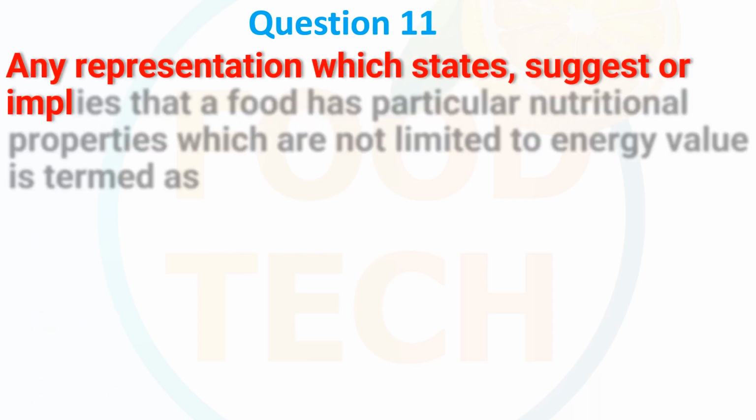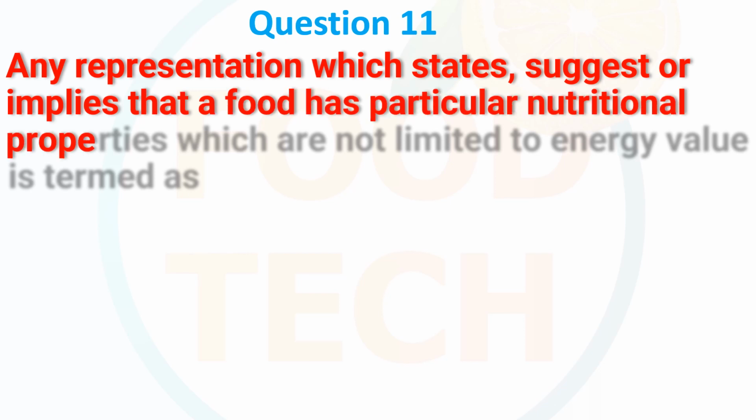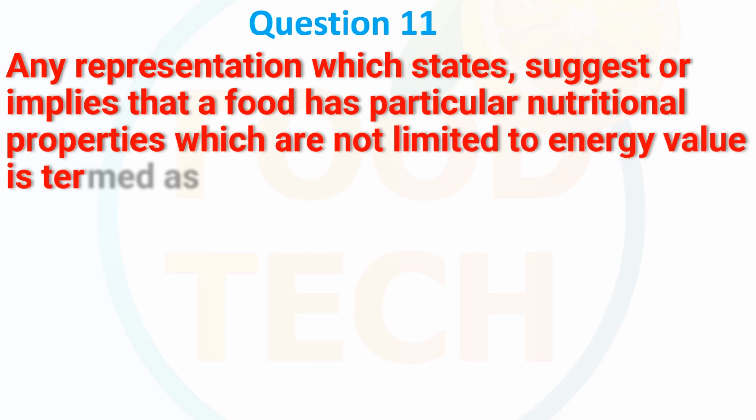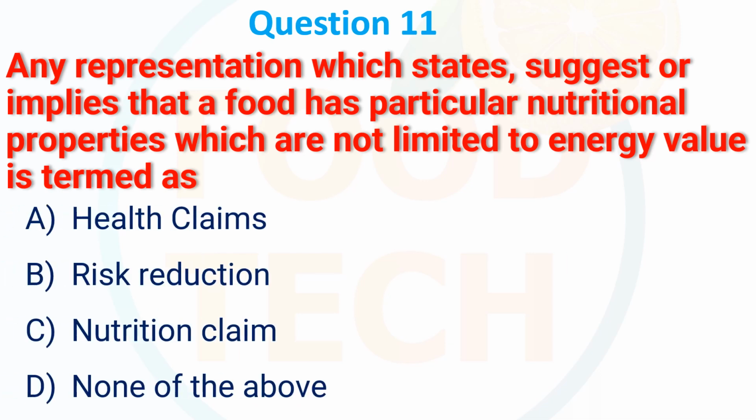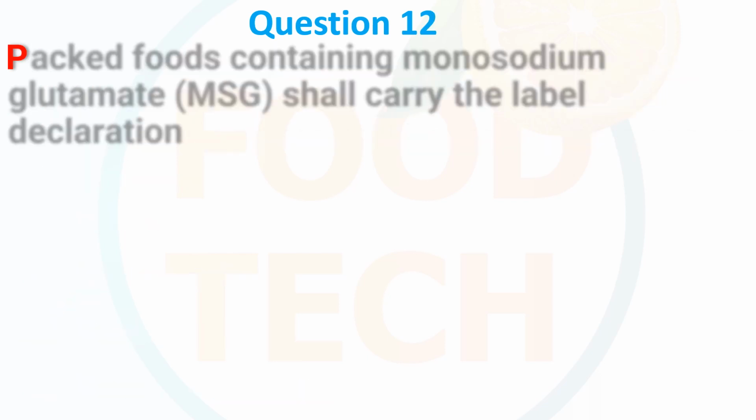Any representation which states, suggests or implies that a food has particular nutritional properties, including but not limited to energy value, is termed as: A. Health claim, B. Risk reduction, C. Nutrition claim, D. None of the above. The answer is C. Nutrition claim.